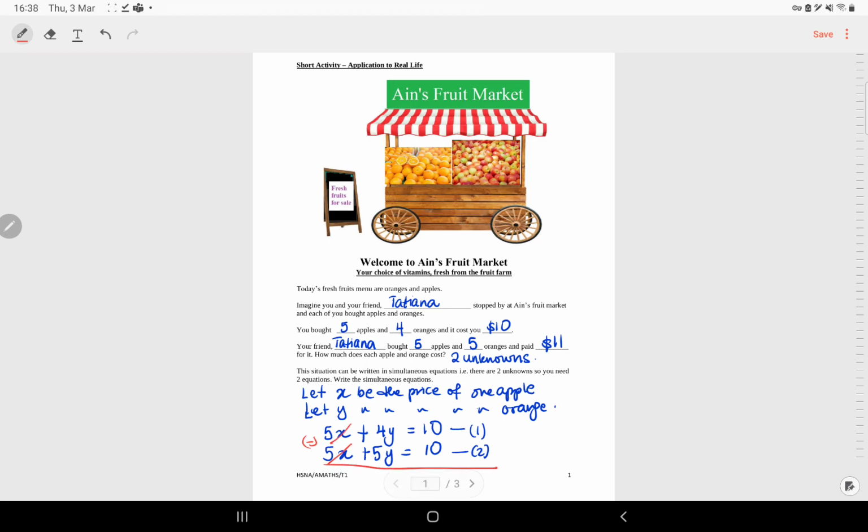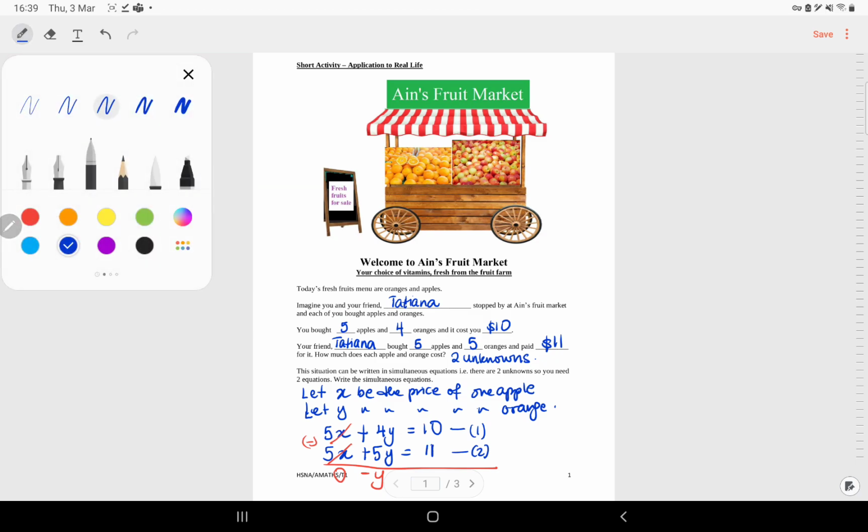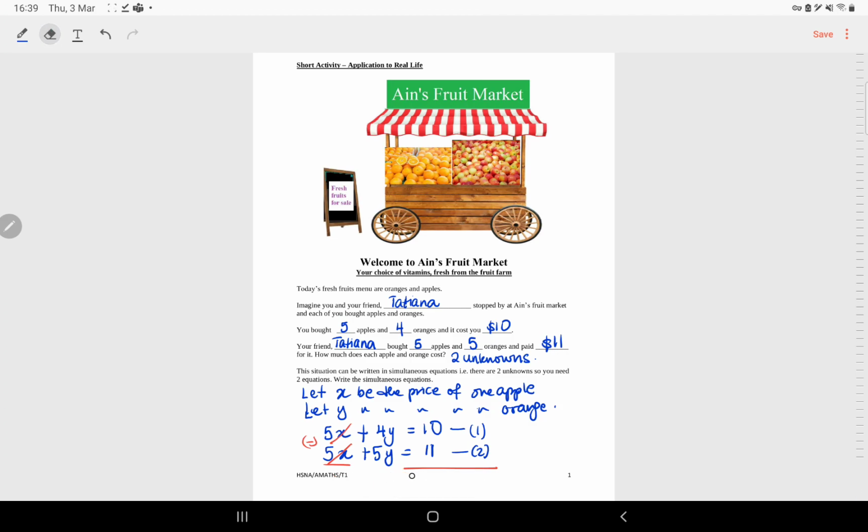equations. So 5x minus 5x will give me 0. 4y minus 5y, that will be minus y equals 10 minus 11. Oops, sorry guys, that should have been 11. So 4y minus 5y, that's minus y, equals 10 minus 11, that will be negative 1. So therefore, my y is equal to 1.